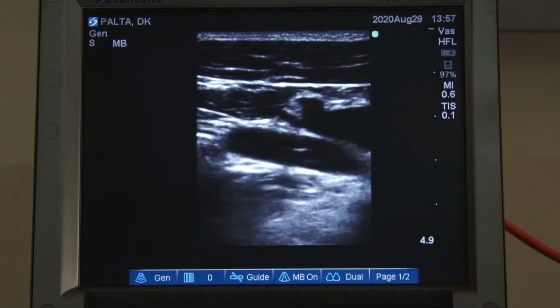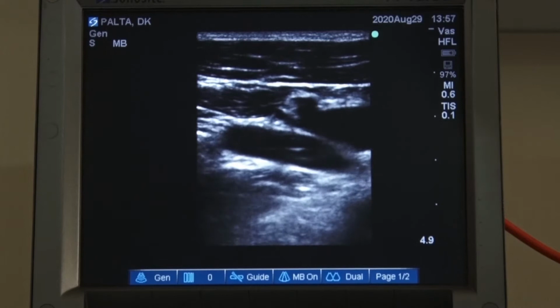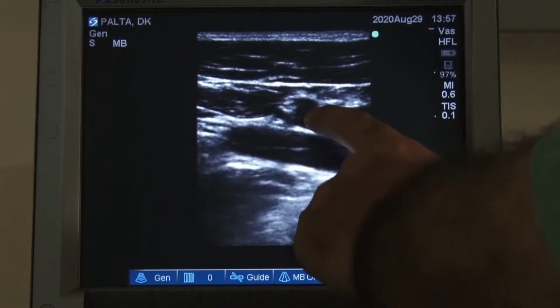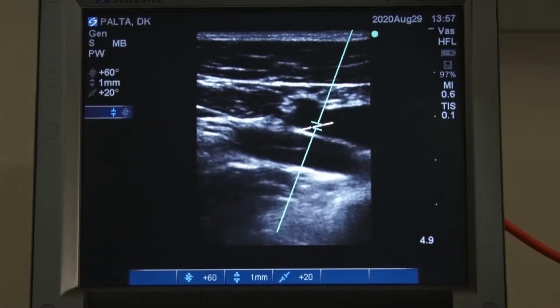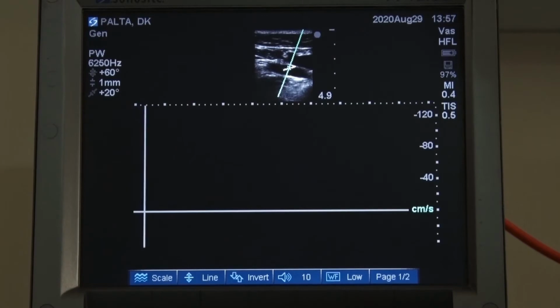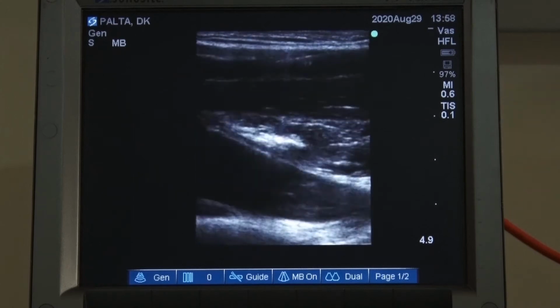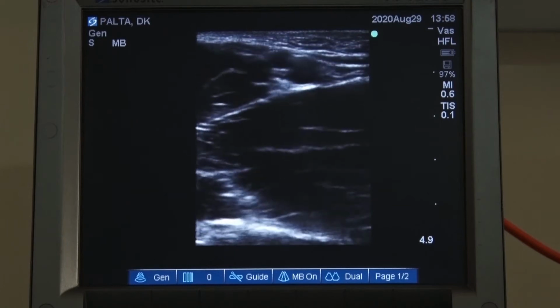Now I have put my probe below the clavicle to see the distal part of the subclavian artery. So this is the subclavian artery, this is the subclavian vein, distal part. I will do the Doppler of this and see the peak systolic velocity of the patient.